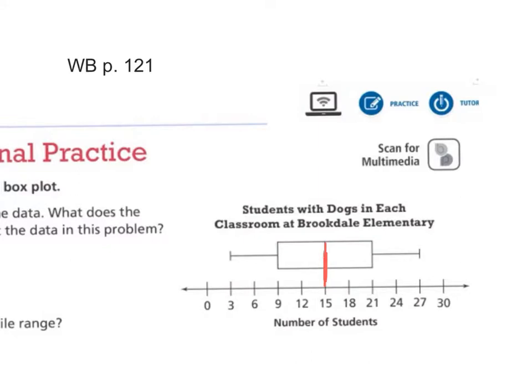Again, if you think about our box plot or box and whisker plot, we have kind of two boxes, and where they meet is at the median. So we could say our median is 15.